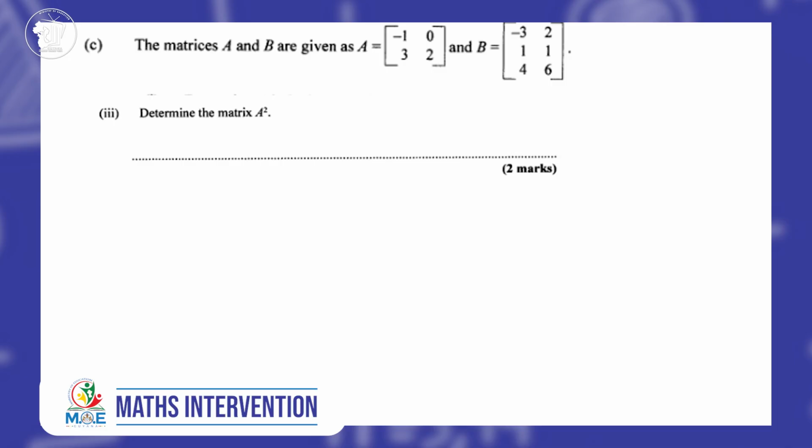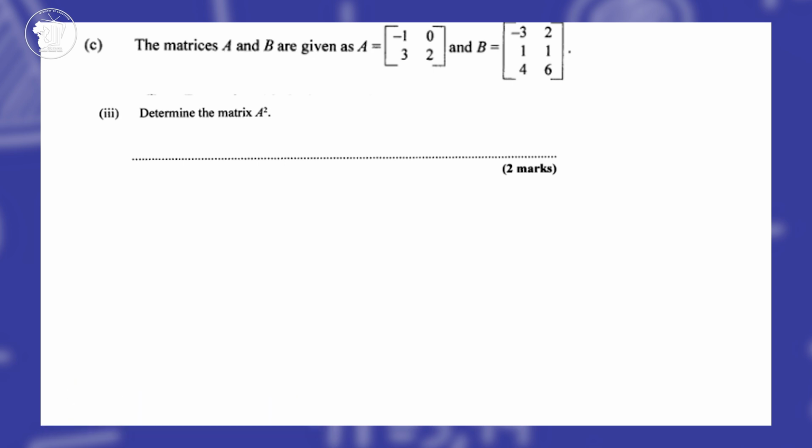In this video we will be looking at a matrix question, so let's not waste any more time, let's head straight into that question. The question says, the matrices A and B are given as, and we have the matrix A being negative 1, 0, 3, 2, and B is equal to 3, 2, 1, 1, 4, 6. They want us to determine the matrix A squared.